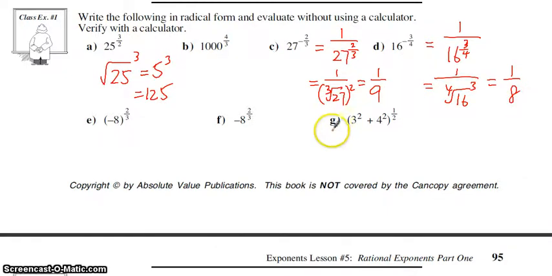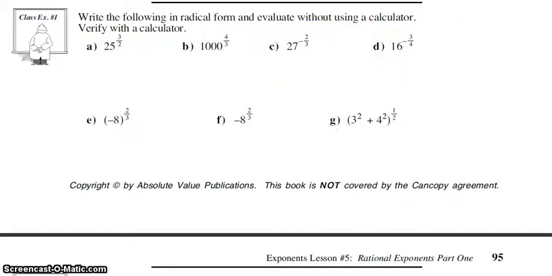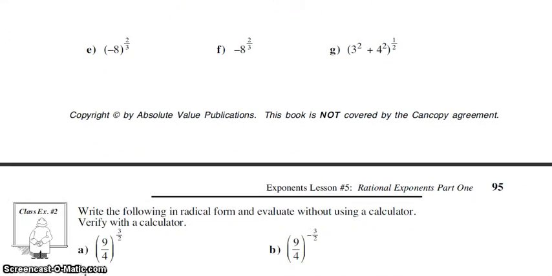All right, how about G? All right, G. Well, you need to deal with the bracket first. 9 plus 16, and then square root of that, because remember half means square root. Square root of 25, that's a 5. Okay, without a calculator. That's why I'm not using a calculator. Okay, so more examples here. Let's move down, more examples.